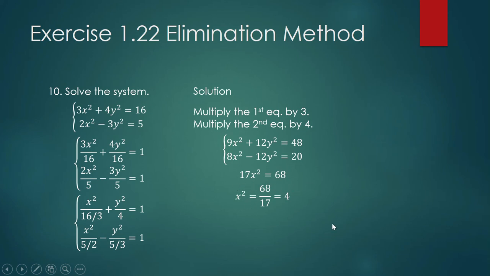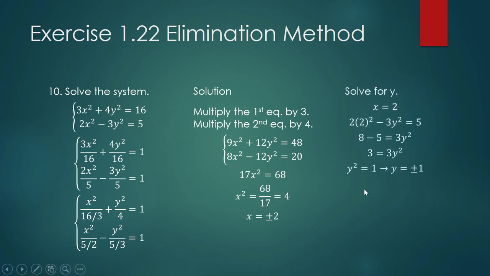So solving for x squared is 68 over 17. x is plus or minus 2. So it's our turn now to solve for y. So we will just do it by substitution. Let us pick the second equation. You can use any of the two. So when x is 2, 2 times 2 squared. Okay, so this one came from one of the equations in your system. Minus 3y squared is equal to 5.